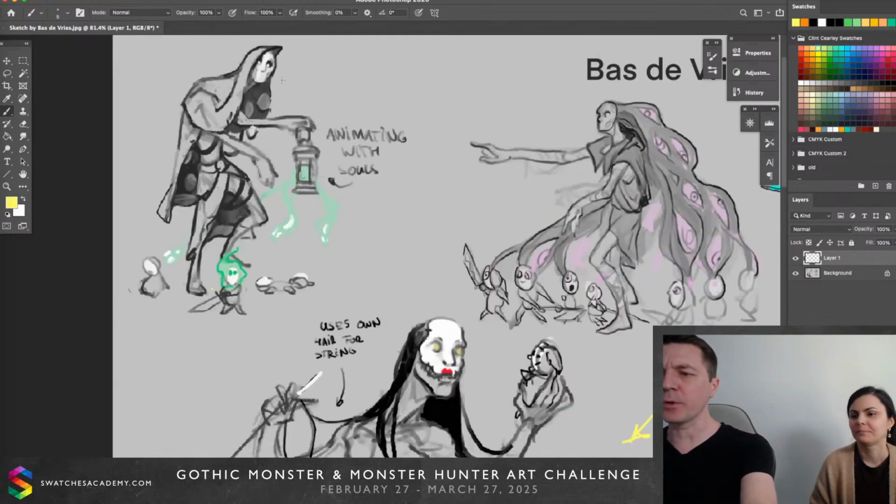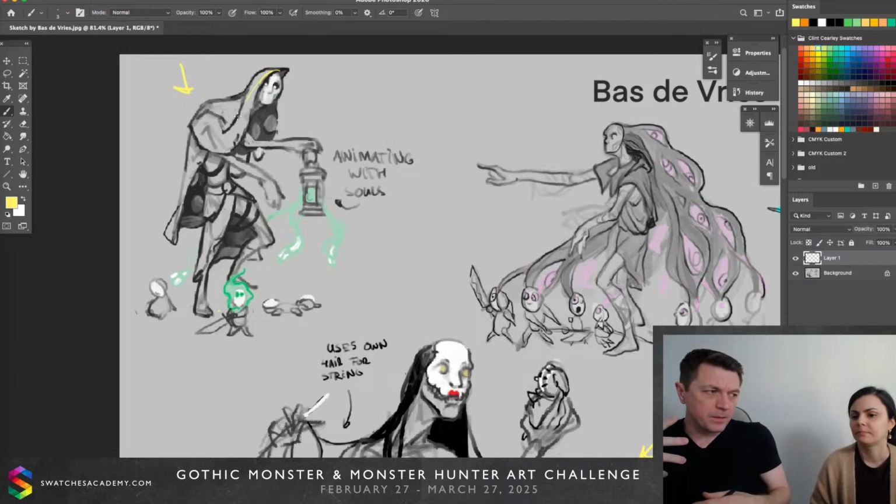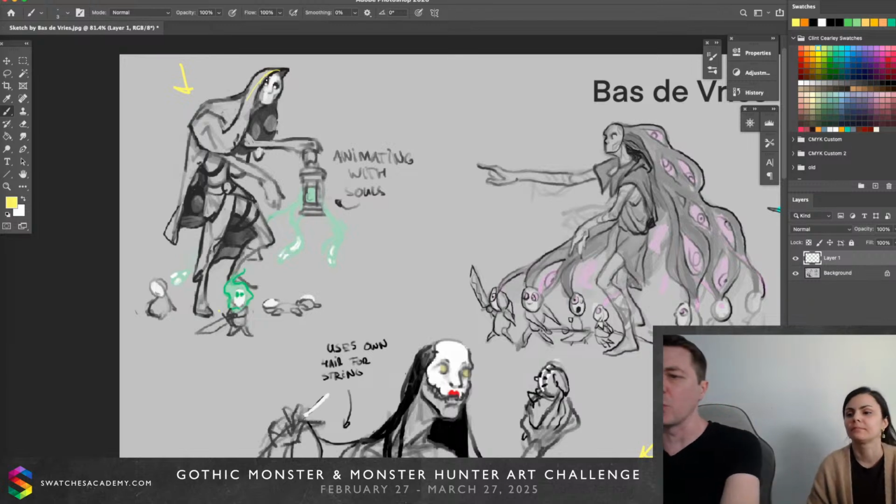I look up here and I actually feel like there is a direction here that could work. And I've seen other people do characters along this sort of idea that there's maybe a grotesque body underneath this cloak, right?